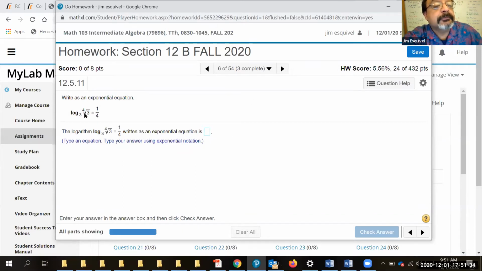All right, this one. Base is 3, log base 3 of the 4th root of 3. The 4th root of 3 equals 3 to the 1/4. So base B, log base 3, across 3 to the 1/4 equals what's inside, the 4th root of 3. 3 to the 1/4 equals the 4th root of 3, and that's absolutely true.